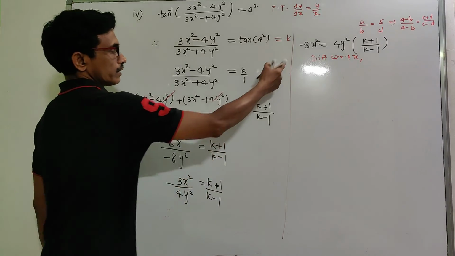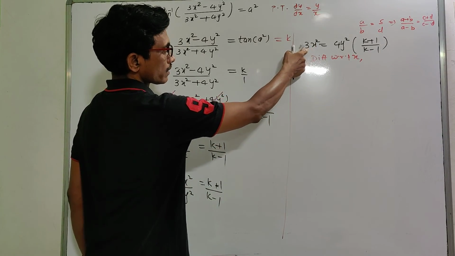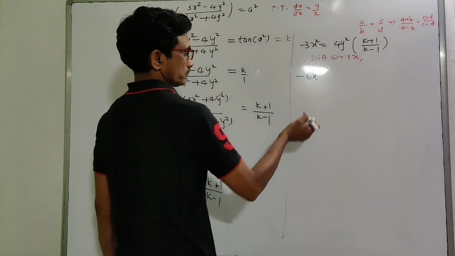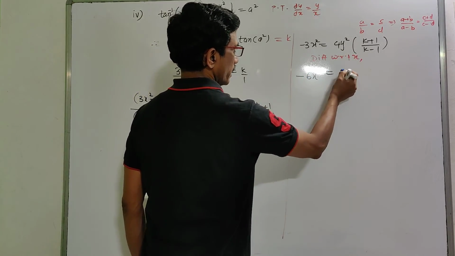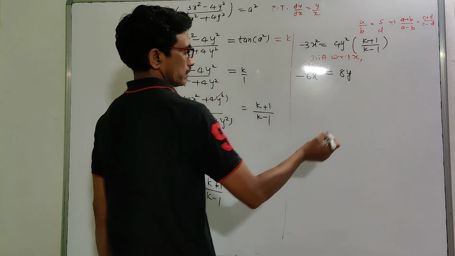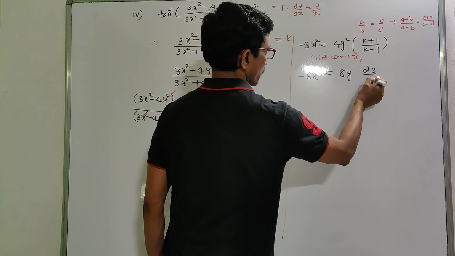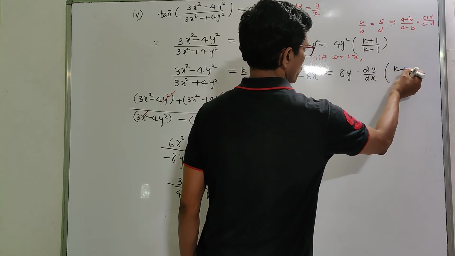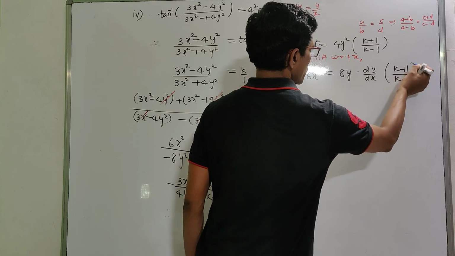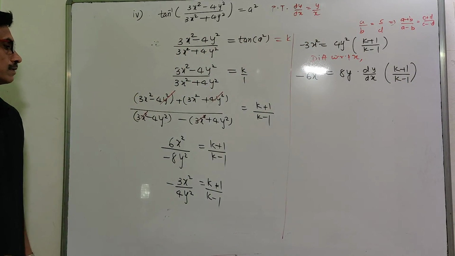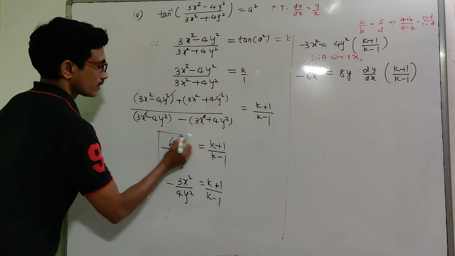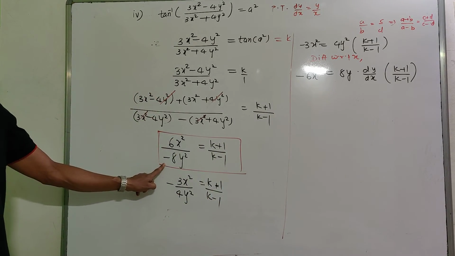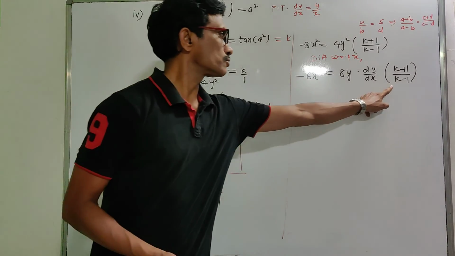So the derivative of x square is 2x, so it becomes minus 6x. The derivative on the other side will be 8y into dy by dx, times (k plus 1)(k minus 1) as it is. But we know (k plus 1)(k minus 1) is equal to minus 6x square upon minus 8y square. So that is to be written right over here.